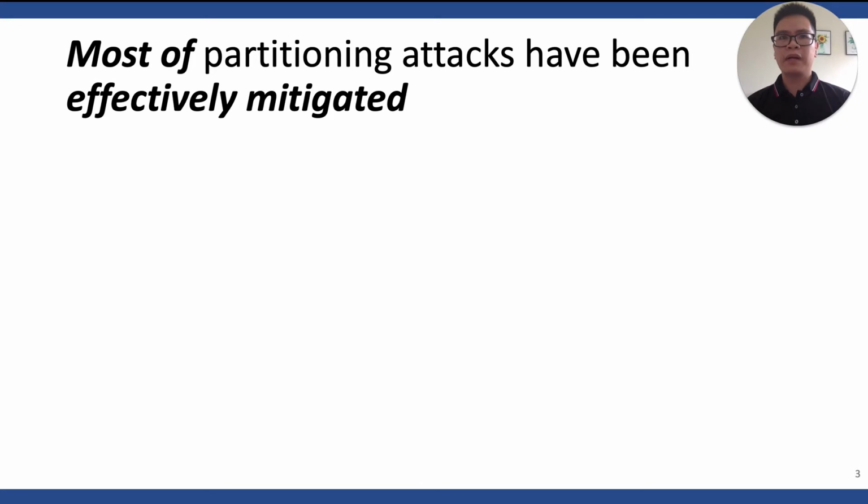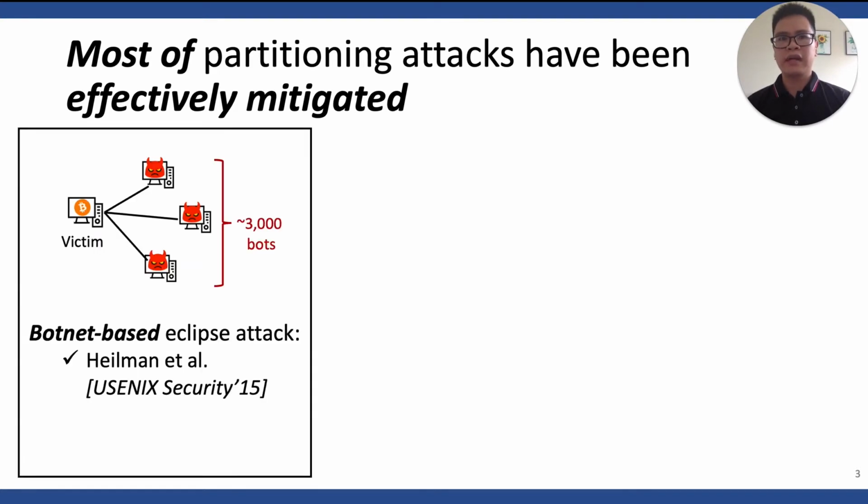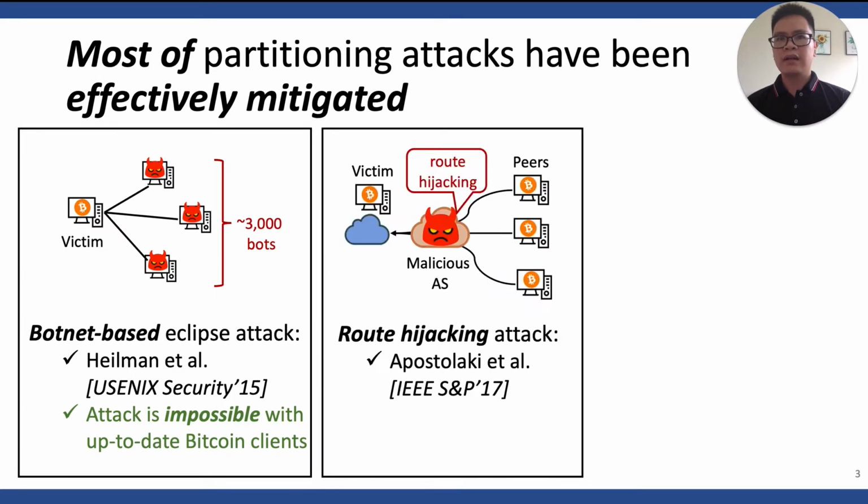There are a few partitioning attacks introduced in the last few years, and most of them have already been mitigated effectively. They include the botnet-based Eclipse attacks introduced at USENIX Security '15, which doesn't work anymore because to date all exploited vulnerabilities have been fixed. Another existing work is the route hijacking attack that appeared at IEEE S&P '20. However, that attack is immediately detectable and attributable.